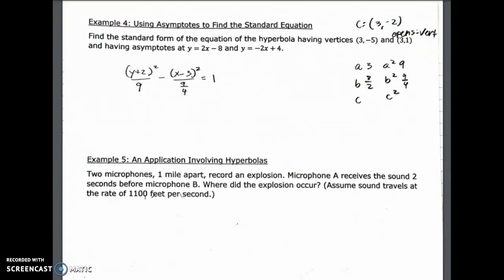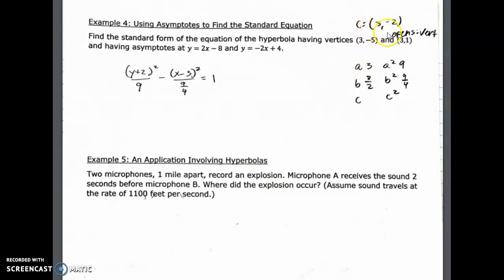Okay. And so kind of looking at the opposite, in this case they're giving us our equations of our asymptotes and our vertices. They're asking us to write the standard form equation of it. Again, the vertices give us a lot of information. They give us our a value. The distance from (3, -5) to (3, 1) is a distance of 6. So our a value is 3, which means our a squared has to be 9. So that's one piece that we need for our equation.